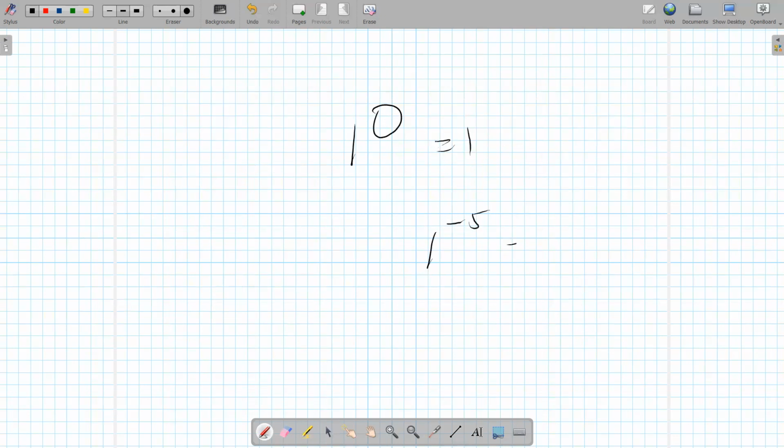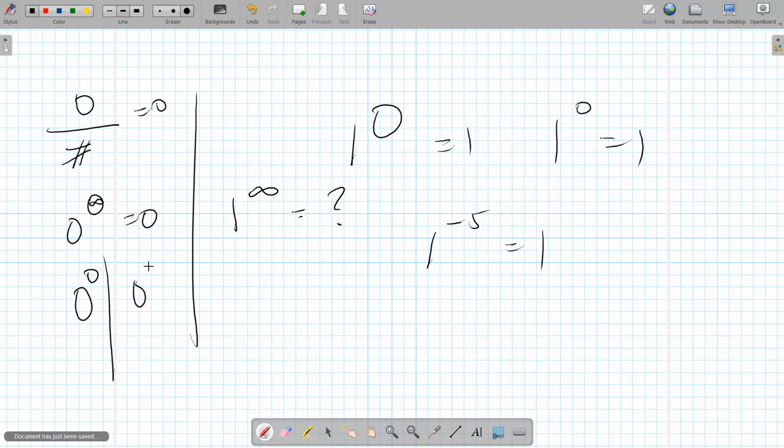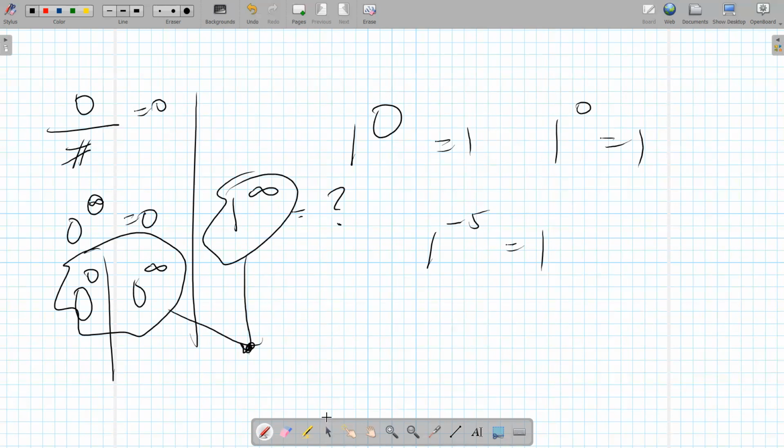1 to the power of anything is a 1. Like 1 to the power of minus 5 is a 1. 1 to the power of 0 is a 1. The only thing that we don't know is what's 1 to the power of infinity? That's a tricky question. The thing is, we don't know this one. Logic says it should be 1, but the technical answer is that we don't know. Similarly, 0 over anything, any number that's not a 0, is a 0. And 0 to the power of anything is also a 0, except 0 to the power of 0 and 0 to the power of infinity. These things you won't see for a while. These are pretty abstract. But that's the only thing we don't know. Everything else we do know.